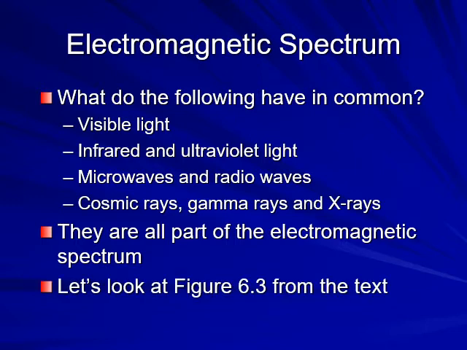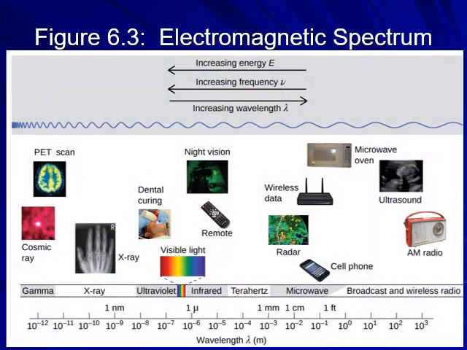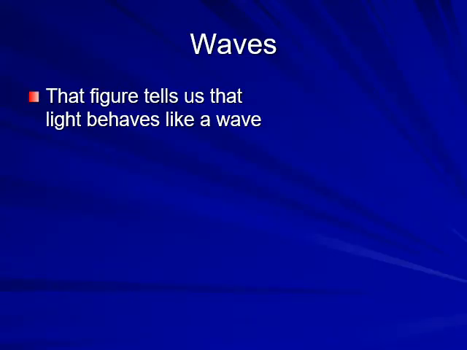Let's look at figure 6.3 from the textbook. We see from cosmic rays with very, very short wavelengths all the way to radio waves with wavelengths longer than a football field. The visible spectrum, the amount of electromagnetic radiation that we can detect with our eyes, is a very small part of all of the electromagnetic spectrum. There's so much more than what we can just see. So that figure shows light behaving as a wave, and for the most part it does.